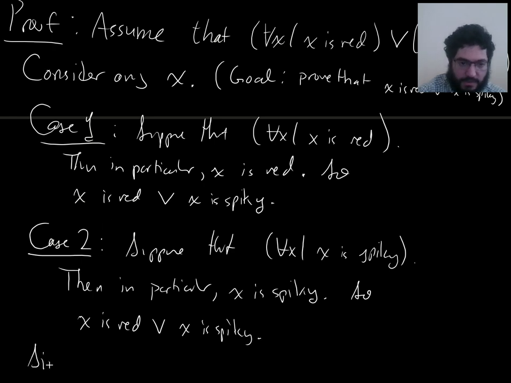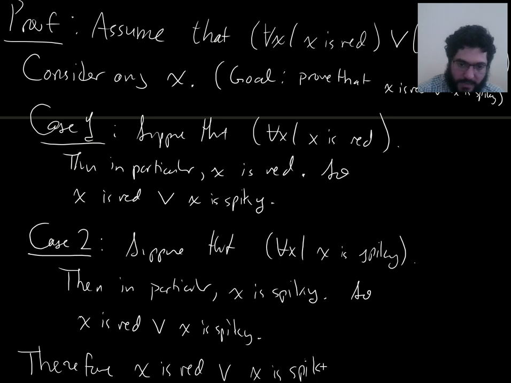So let me write a little bit less. Let me just say therefore. So this therefore is outside the proof by cases. And saying therefore x is red or x is spiky, since we drew that conclusion in every case. That's how proof by cases works. Whatever conclusion you can draw in every case, you can draw outside of the proof by cases.